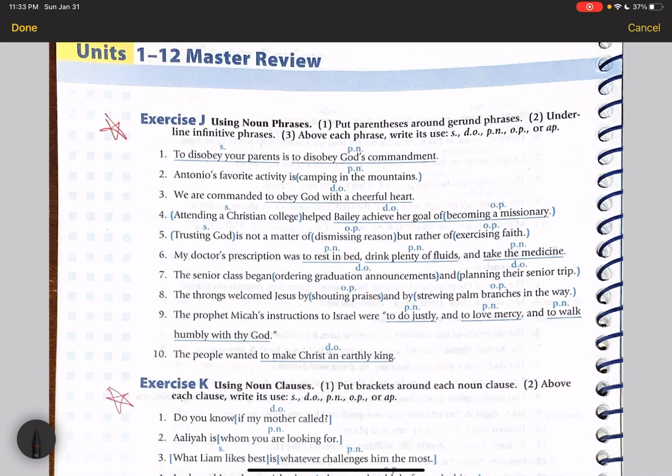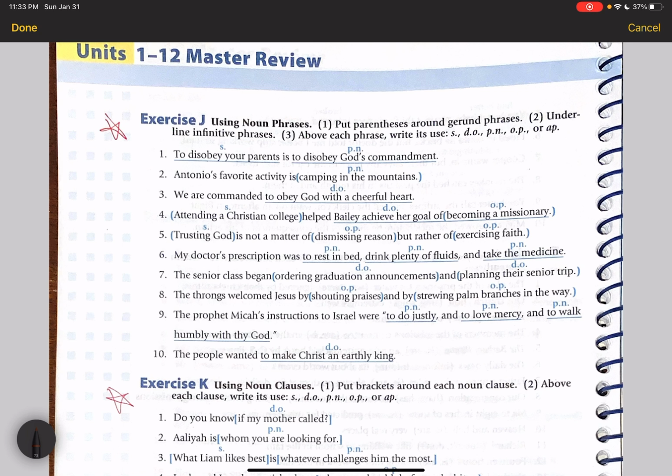All right, so the first one, to disobey your parents is to obey God's commandments. I'm noticing that they didn't use the parentheses as was requested. Oh, no, parentheses are just for gerunds. Sorry. We're underlining infinitive phrases. So, to disobey your parents is an infinitive phrase, which is the subject of the sentence. And the predicate nominative is to obey God's commandments.